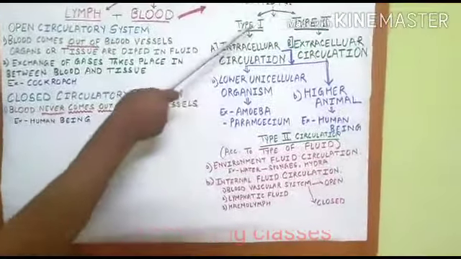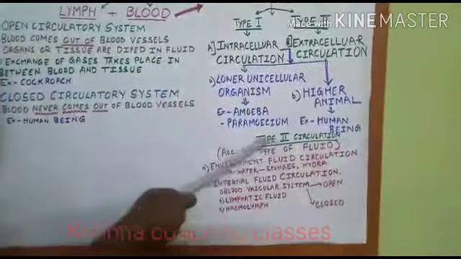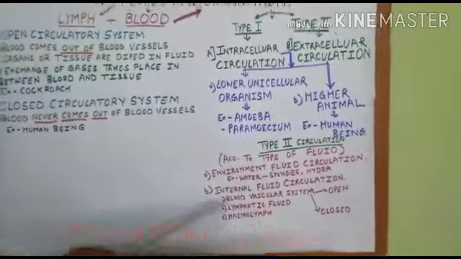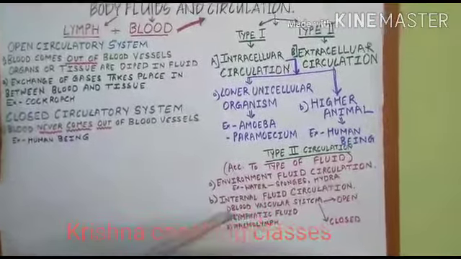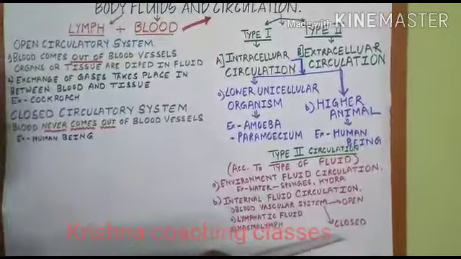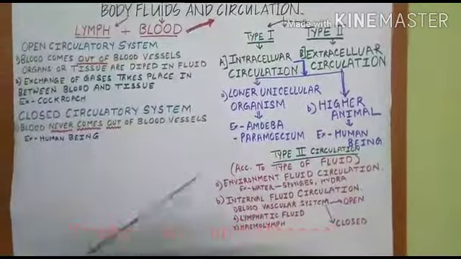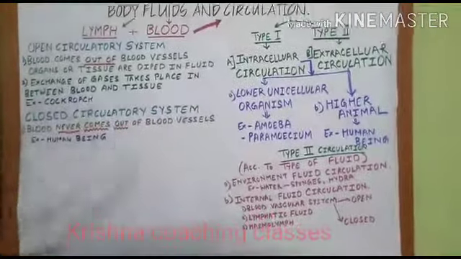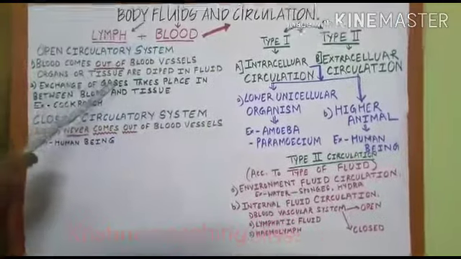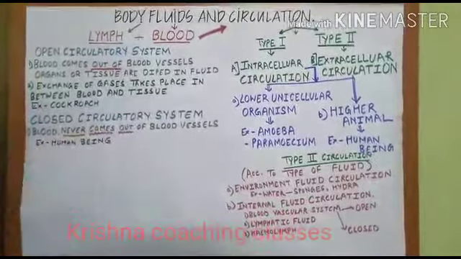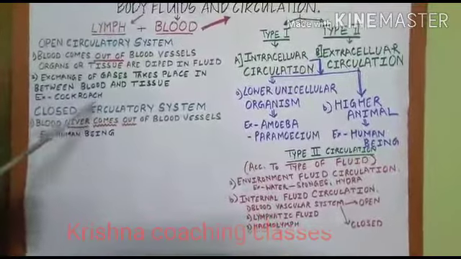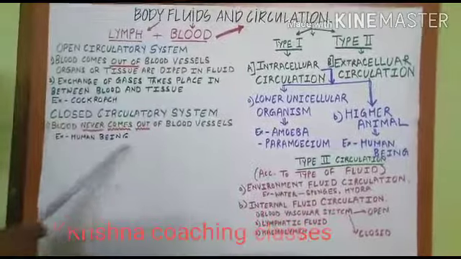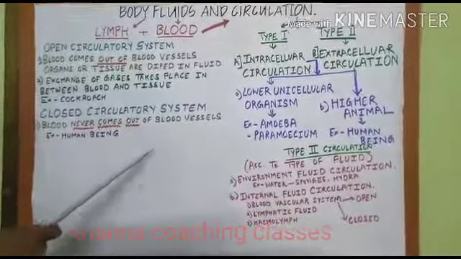So type 1 and type 2. Now type 2 circulation is according to type of fluid. There is environmental fluid circulation and internal fluid circulation. You have the blood vascular system, open and closed. In the open circulatory system, the blood comes out of blood vessels, and organs or tissues are dipped in the fluid, for example the cockroach. Now in the closed circulatory system, the blood never comes out of blood vessels. Through blood vessels exchange of gases takes place.